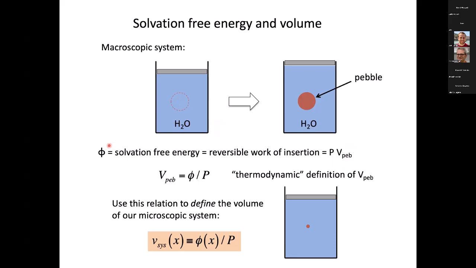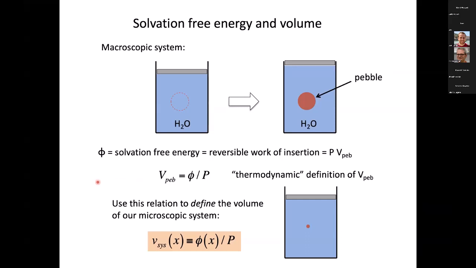But now I can take this equation and flip it around and say, the volume of the pebble is therefore equal to this solvation free energy divided by the pressure of the surrounding water. And this gives me a way to define the volume in a thermodynamic fashion. So this is a thermodynamic definition of the volume of the pebble that's different from the usual geometric definition, which involves the measure of space that's enclosed by the surface of the pebble. The value of this thermodynamic definition is the same as the value given by the usual geometric definition, but they're defined in two different ways.